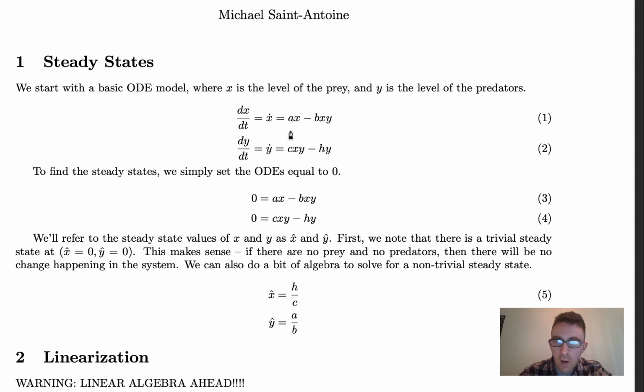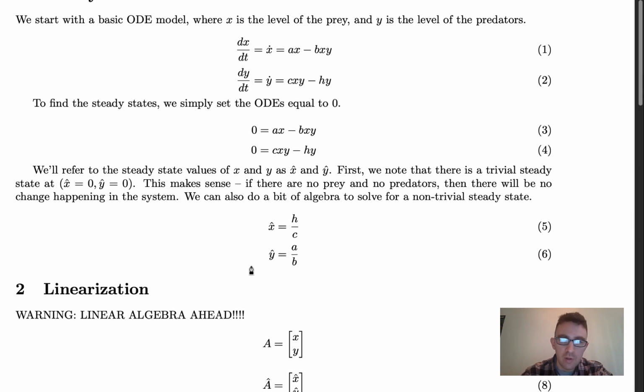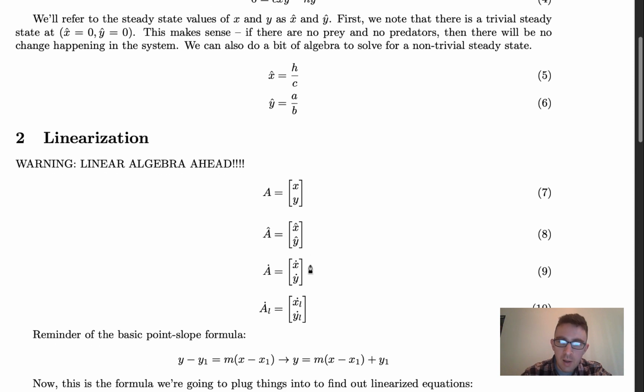So we have our system of ODEs here. X is the prey and Y is the predators. And then I repeated what we already did, solving for the non-trivial equilibrium point, and then again putting everything in matrices.